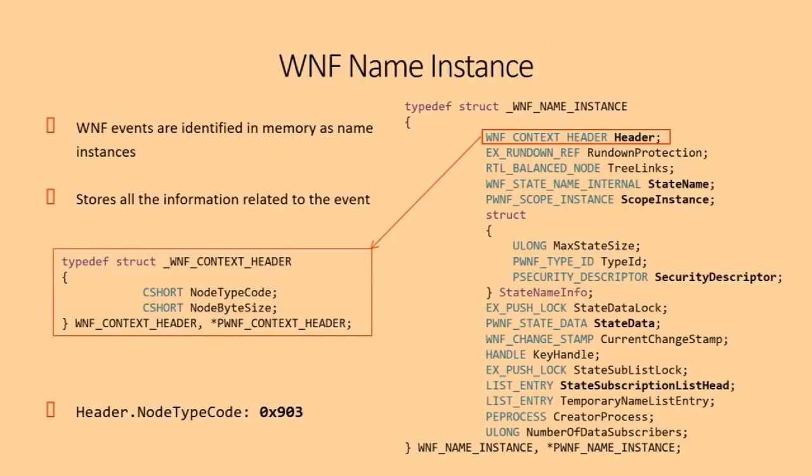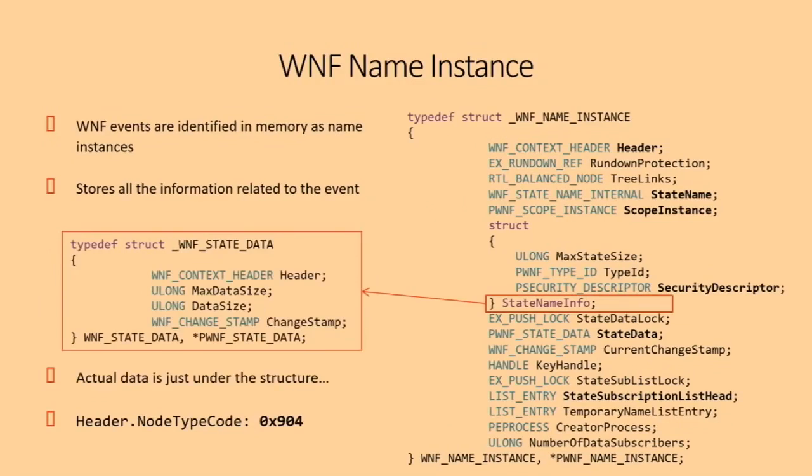So it's kind of convenient when you're in memory and you want to identify something you don't know, because you just have the header. Another thing that is interesting is that in the name instance, you have a pointer to the data that will be sent to the subscribers. This data starts with a WNF state data structure that gives information about the size of the data and, for example, the number of times it has been updated.